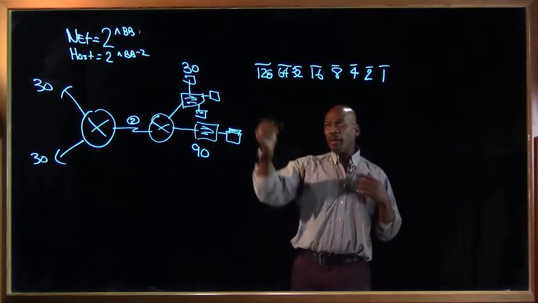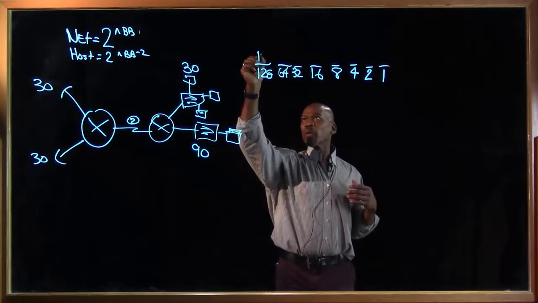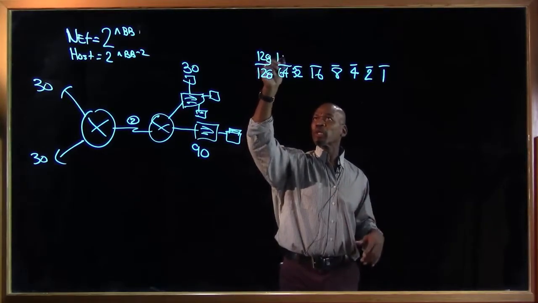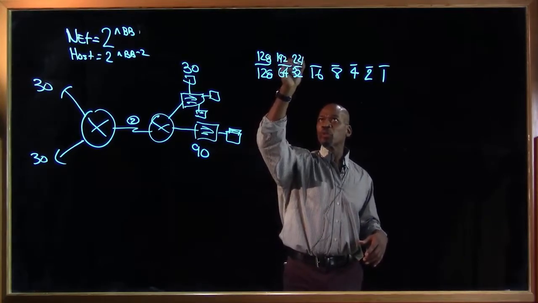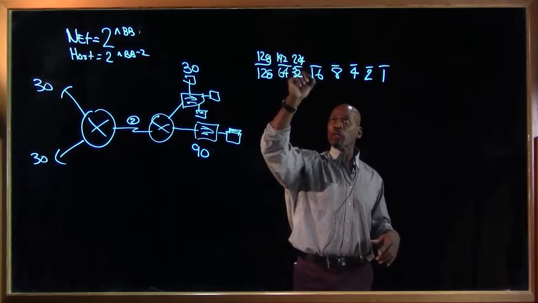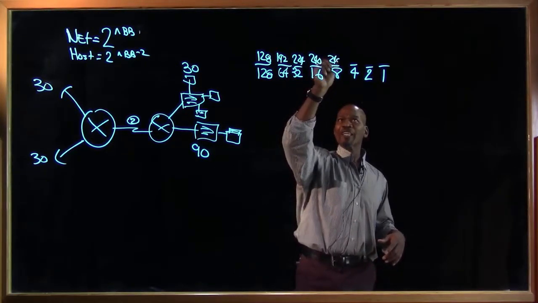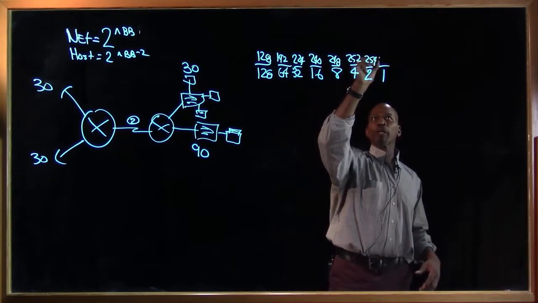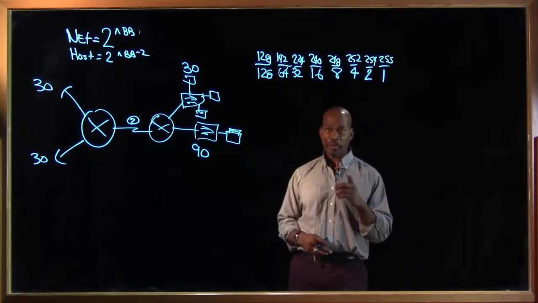Also remember this. I'm going to take 128 and place 128 above it. I'm going to take 128 and 64 and come up with 192. I'm going to take 192 and 32 and come up with 224. Then I'm going to take 224 and 16 and come up with 240, 248, 252, 254, and 255.